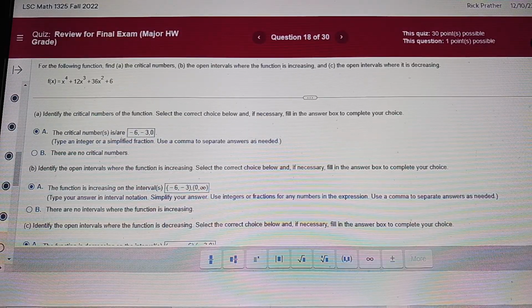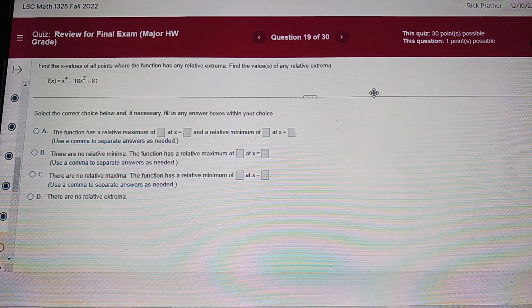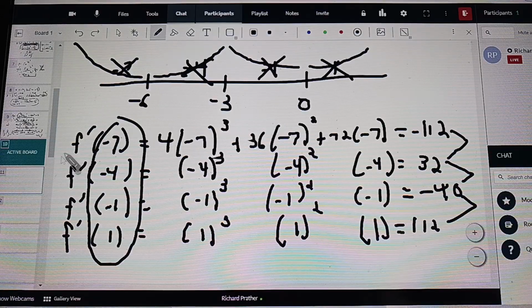And problem 18 only cares about the increasing and the decreasing. It doesn't care about local max or min yet. I think that's coming up on the next problem. Yeah, see here it says find the x values of all points where the function has relative extrema. Extrema is the generic term for local max or local min if you don't care about which one it is. Find the values of any relative extrema, that's the y values. So they want me to get the x values and the y values of them. Okay, so 19 starts off similarly. We have x to the 4th.